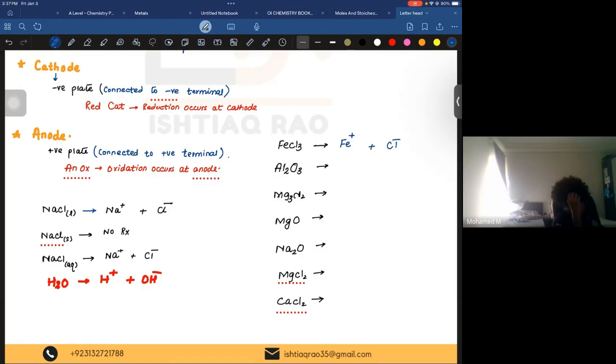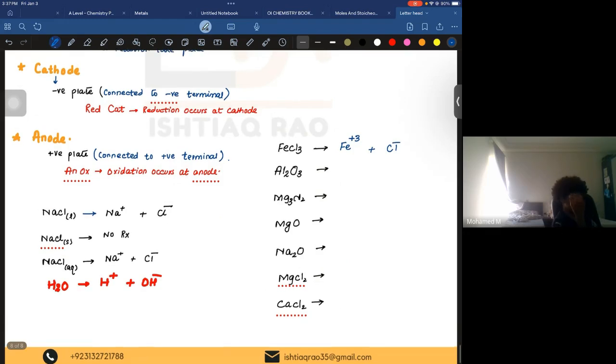Okay, so would it be -3 for iron? It's +3. It's a metal. Metal always has a positive charge. This is the concept, okay? And then for aluminium, it would be aluminium +3, and then oxygen -2, good.